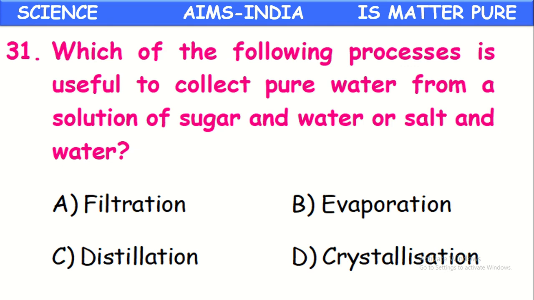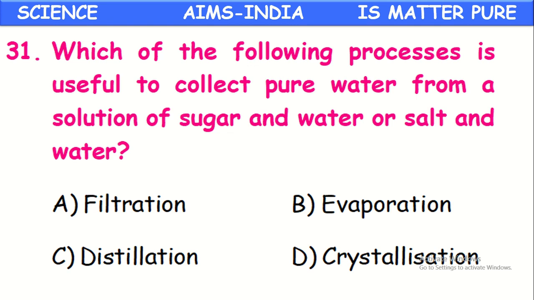Okay, next one. Which of the following processes is useful to collect pure water from a solution of sugar and water or salt and water? Suppose you take a sugar and water solution. If you want sugar, we can separate it simply by the evaporation process, isn't it? If you get a sugar solution or salt solution and want only the solid component, then we can follow the process called evaporation.